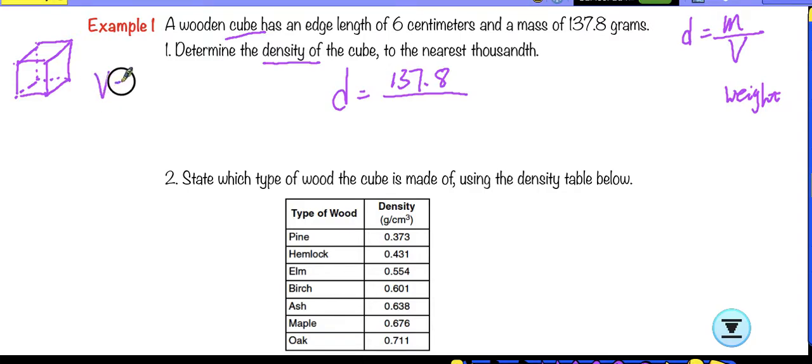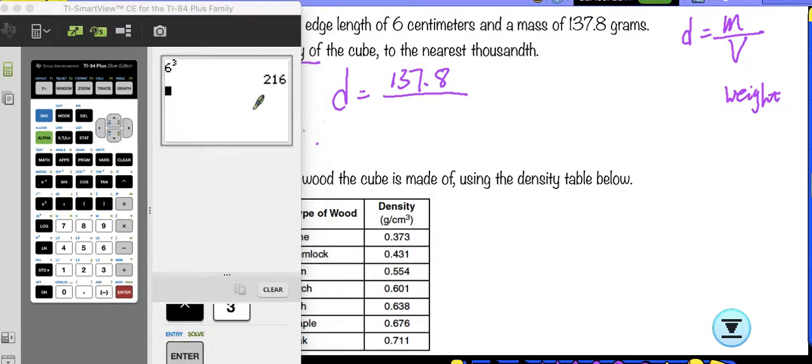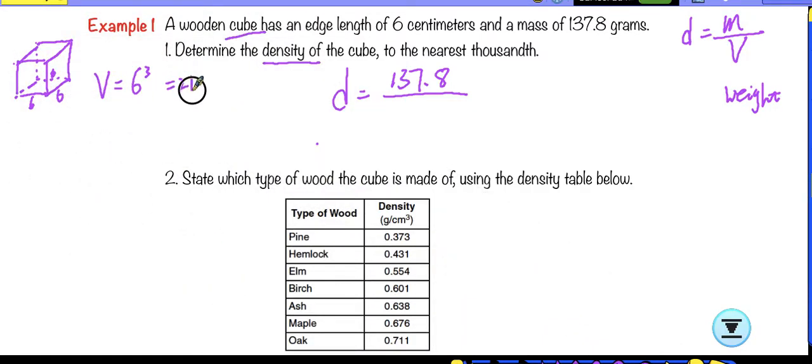The volume of a rectangular prism is length times width times height. However, for this one, since all sides are 6, it's going to be 6 times 6 times 6, which is 6 to the third power, which is 216. So we just divide by 216.